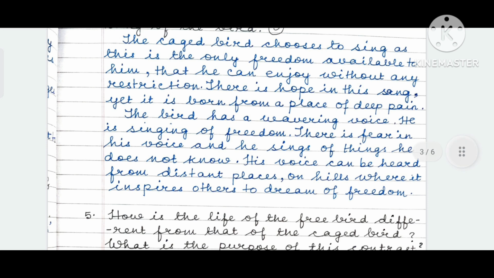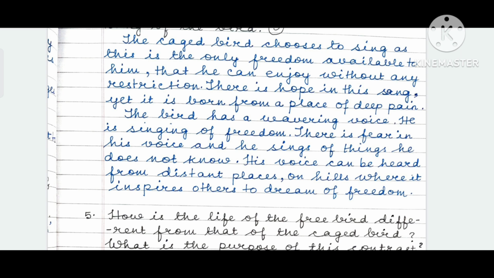The bird has a wavering voice. He is singing of freedom. There is fear in his voice, and he sings of things he does not know, of things unknown. His voice can be heard from distant places on hills where it inspires others to dream of freedom. You can either quote from the text or you can write in your own words, provided that you mention all the key words and expressions in your answer.